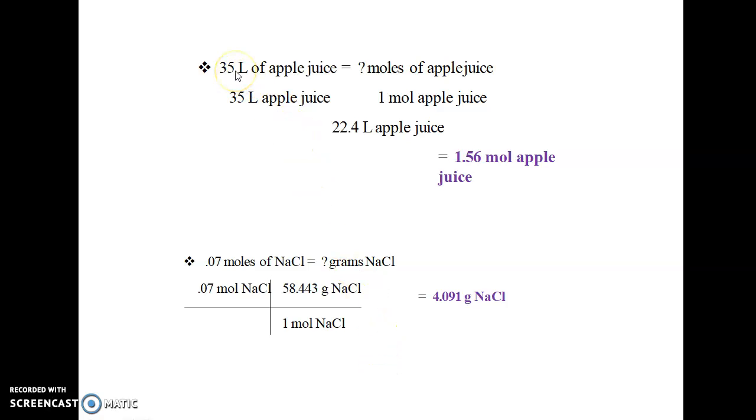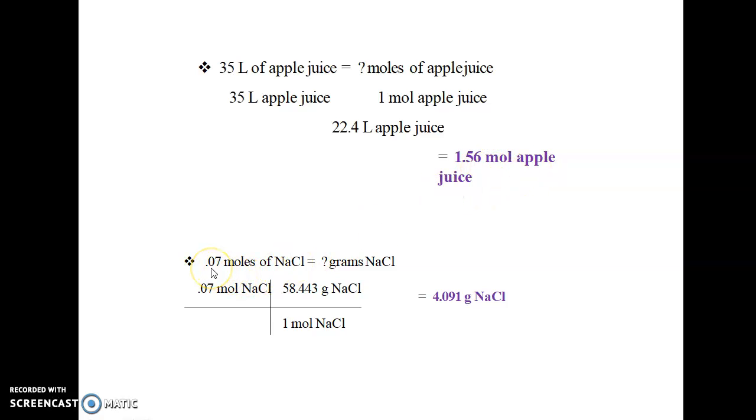Third example: they give us 35 liters of apple juice and they want to know how many moles of apple juice are present. For that, 1 mole of apple juice has 22.4 liters. So you have to divide 35 by 22.4. So it comes out to be 1.56 moles of apple juice.